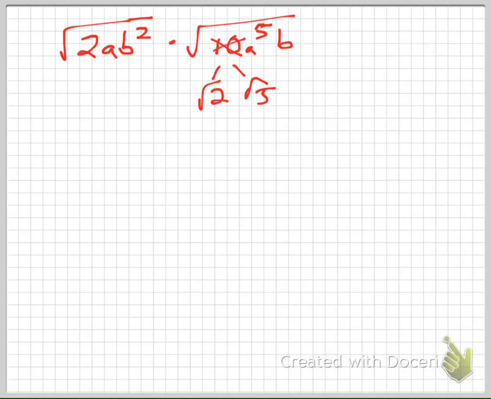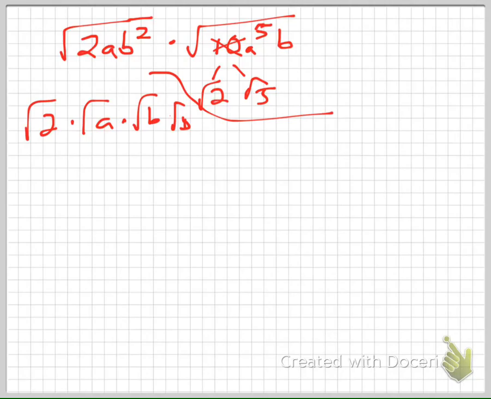There's a square root of a here. Now listen, this is where you kind of have to look at this, right? I mean, this is one big string of things. If I broke this down, this is the square root of 2 times the square root of a times the square root of b times the square root of b, right? And then this is the square root of 2 times the square root of 5 times the square root of a. Big string, right? How many total a's are there? There's 6 of them.